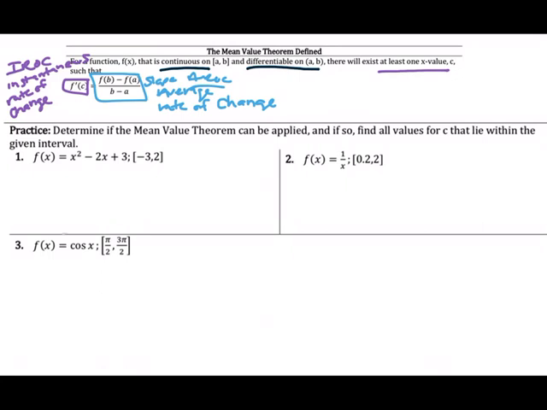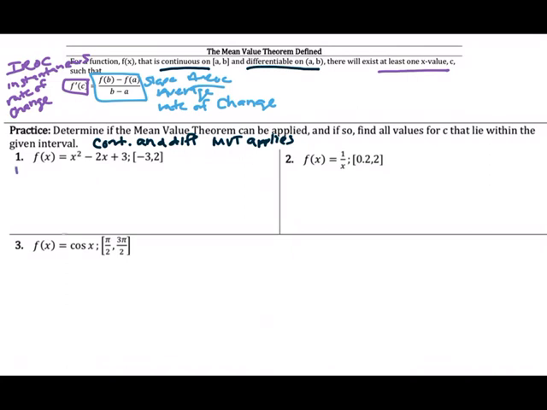So let's look at some examples here. The first thing I need to look at is, for number 1, is f continuous and differentiable on that interval? And the answer is yes. We have a parabola, which is continuous, and this is also differentiable on the interval we're talking about, so MVT applies here. If MVT didn't apply here, then you would say it doesn't apply, and you would say why it doesn't apply, and that would be all you could really do there.